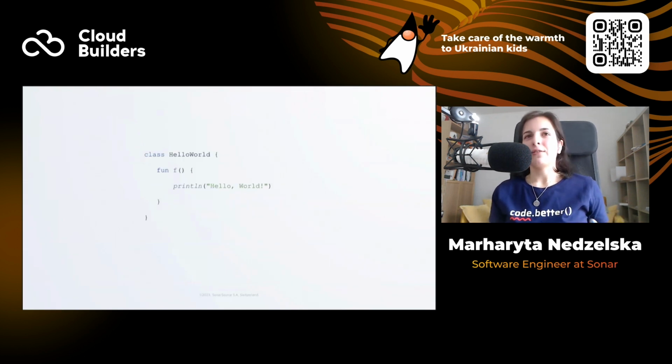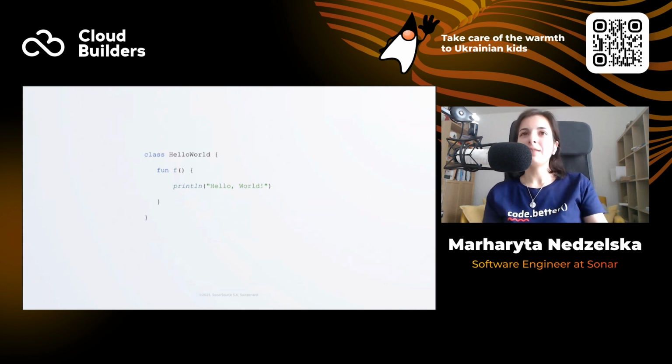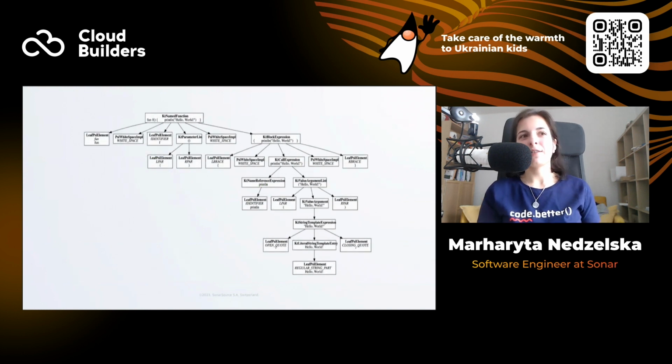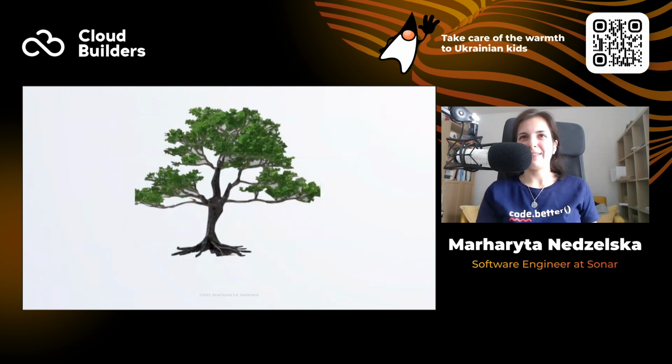How static code analysis works in general. Usually you have some source code. For example, let's have some class hello world with some function. Then using the compiler frontend, we are transforming it into an abstract syntax tree. So you can see this is a tree with some functions, blocks, call expressions, and so on. This tree looks pretty complex, and I'll have to refer to it many times in this presentation. So let's just show a tree instead. Every time you see this tree, it's basically an abstract syntax tree.